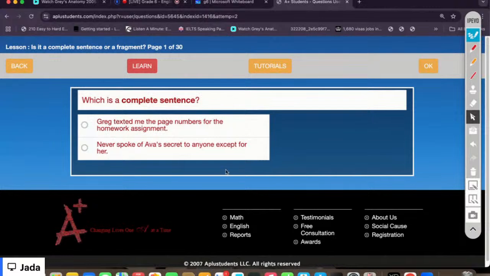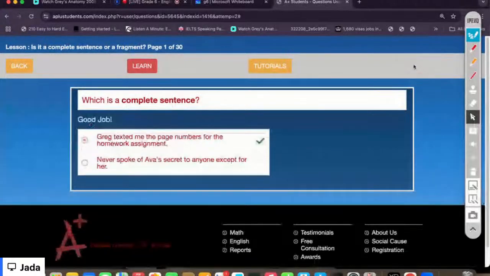So the first one is the complete sentence because it has the subject Greg and it also has the verb texted. But if you look at the second one, it says never spoke of Ava's secrets. Now, who never spoke of the secrets? We do not know, so that makes that a sentence fragment.